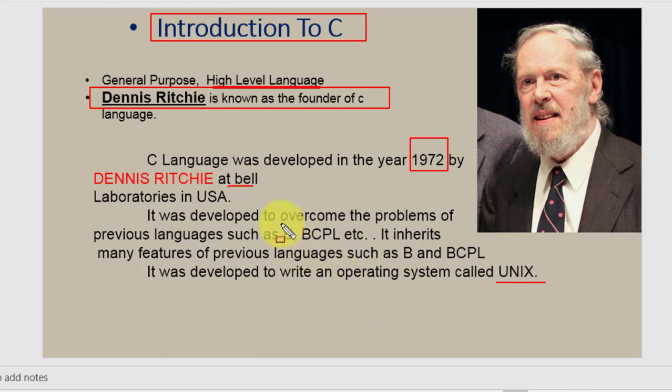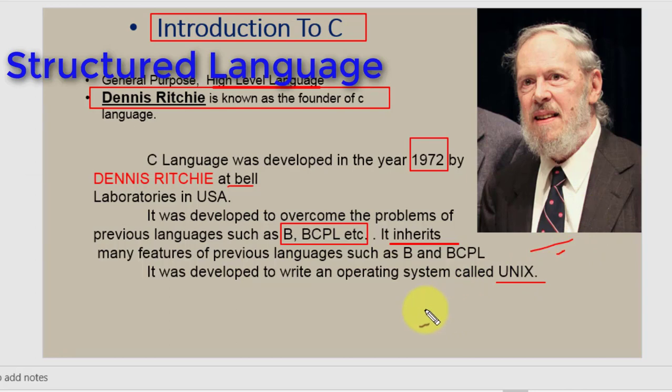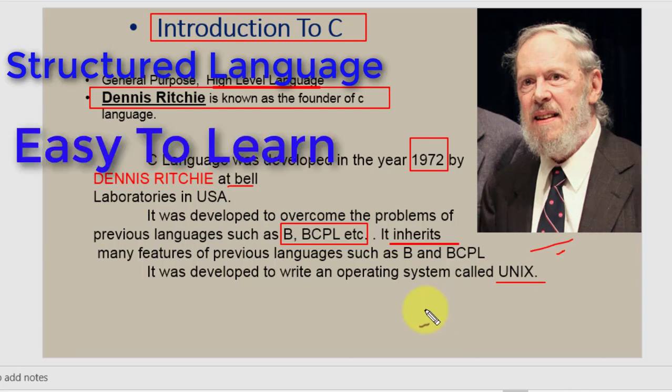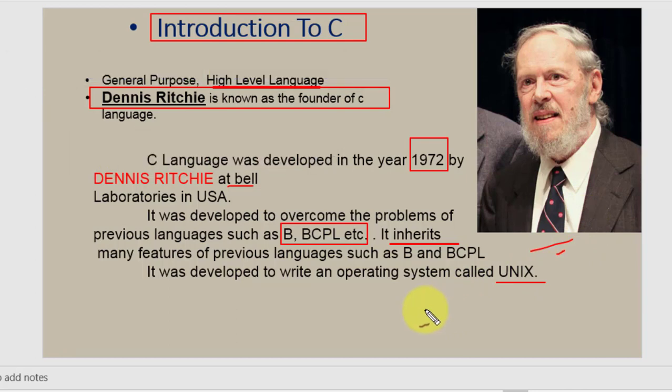It is also a successor to its previous languages such as B and BCPL. It inherits many of the features from B and BCPL. Essentially, all Unix application programs have been written in C. It is a widely used programming language because it handles low-level activities, is a structured language, is easy to learn, and also the Unix OS is totally written in C language.